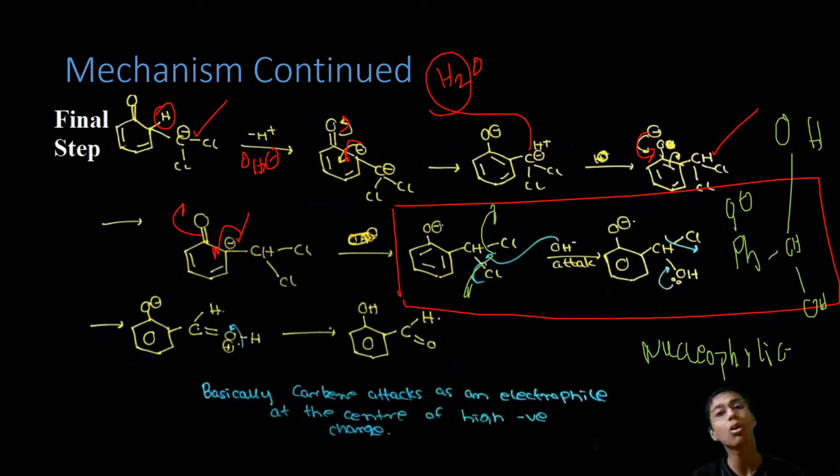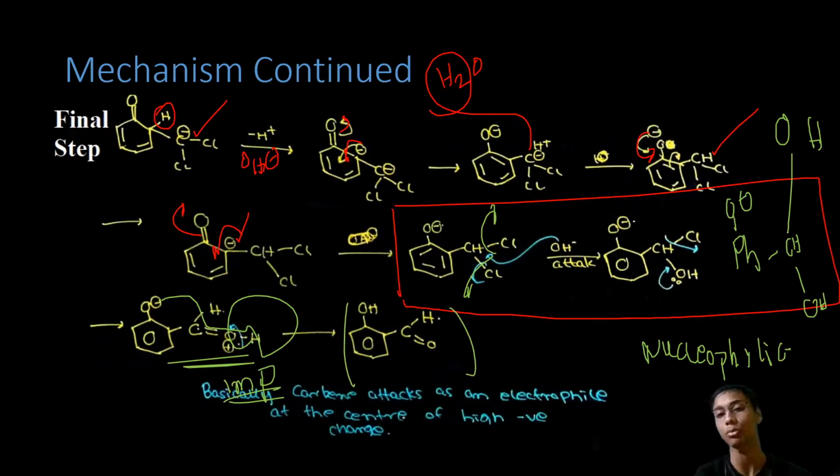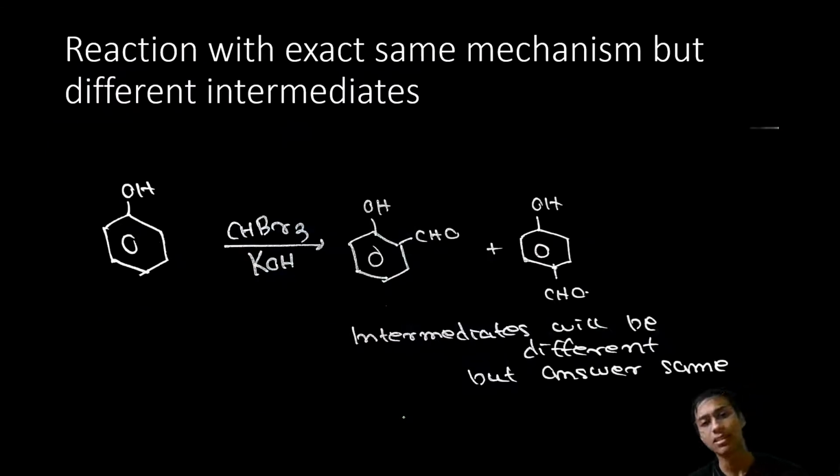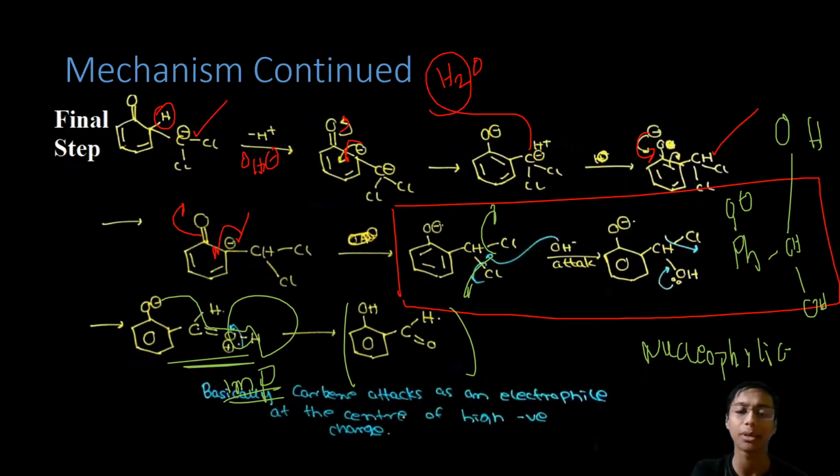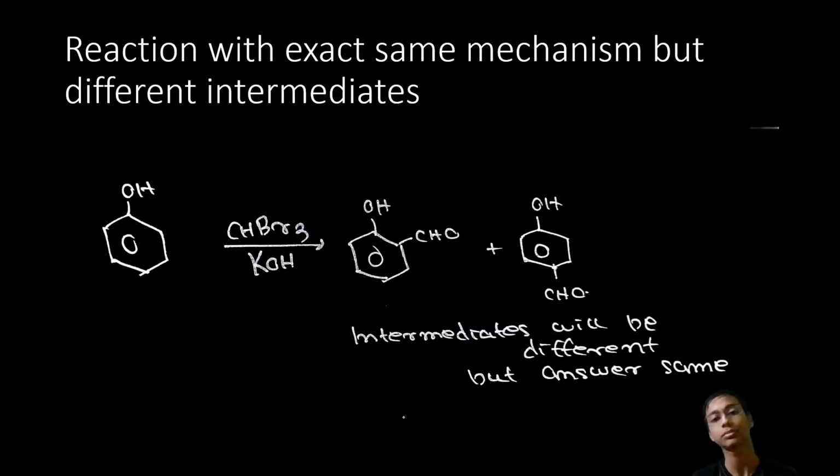Now what will happen? Water would leave from here, and along with that, in this step, intramolecular proton transfer is happening. And if intramolecular proton transfer happens, this O minus would grab this proton from here, and finally our ortho-substituted product has been formed. What was our ortho-substituted product? Our major product, which was the salicylaldehyde.